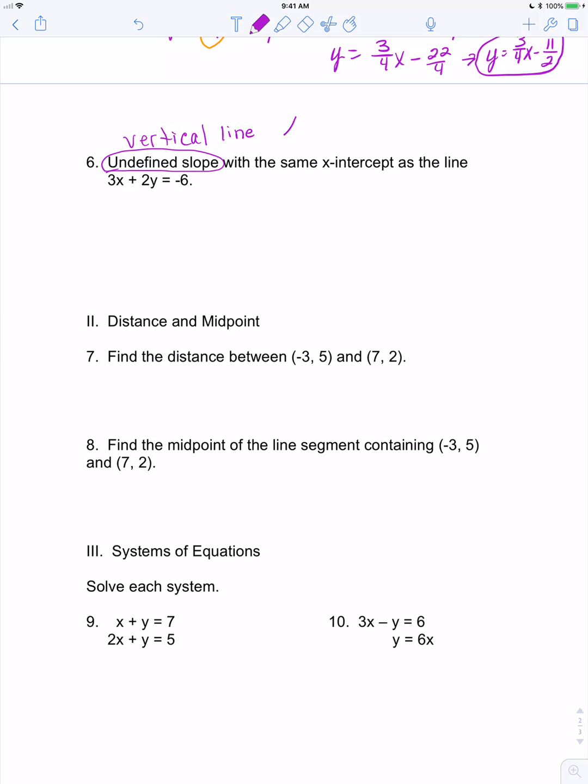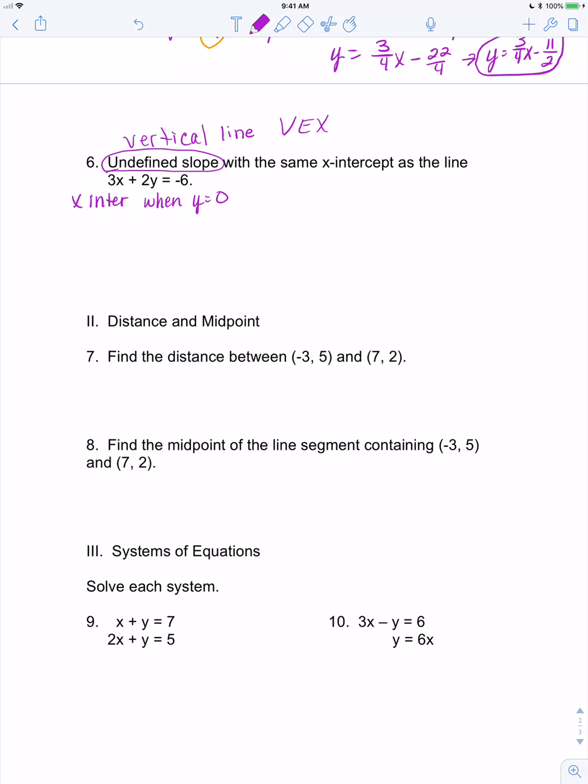And so always think of vertical lines. So that's a vertical line, so it's x is equal to some number. So if we find out what that x-intercept is, we know what our x is. So the x-intercept, we solve for that when we set y equal to 0.